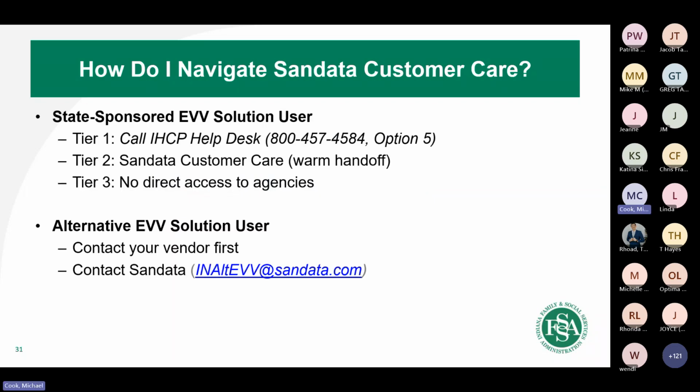Now, how do I navigate SANDATA's customer care? Kind of alluded to this a few minutes ago. There's a couple paths here you need to remember. If you're a state-sponsored EVV solution user, there are 3 tiers that SanData and Gainwell Technologies offer for customer support. Tier 1 is calling Gainwell Technologies through the IHCP help desk at the phone number that you see on your screen. And they'll help you with basic navigation like adding users, unlocking your account, basic functionality.